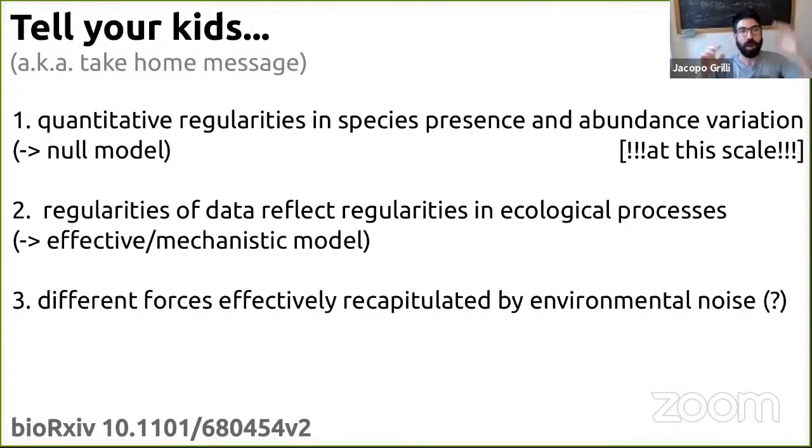And on the mechanistic side, well, okay, let me jump to the conclusion. What is the take-home message? Since you are already home, what should you tell your kids? One is that there are quantitative regularities in species presence and abundance.